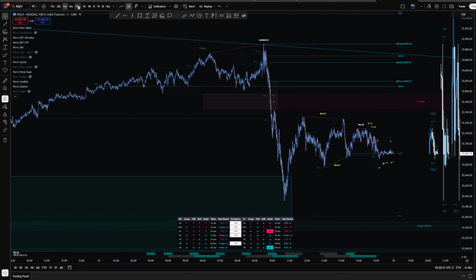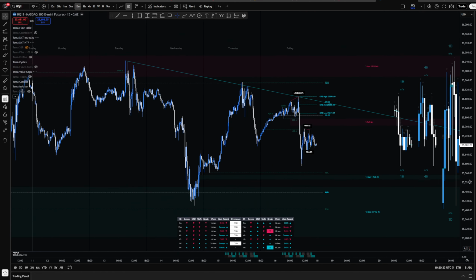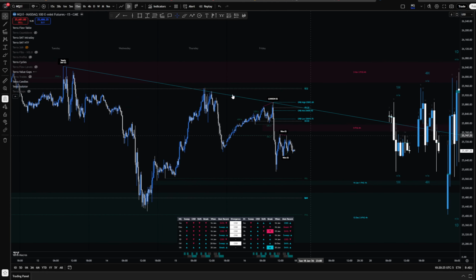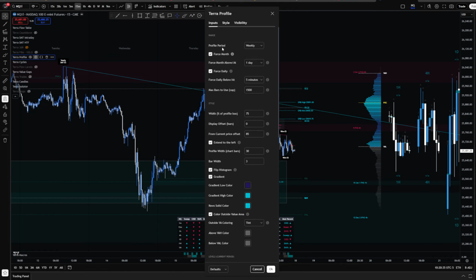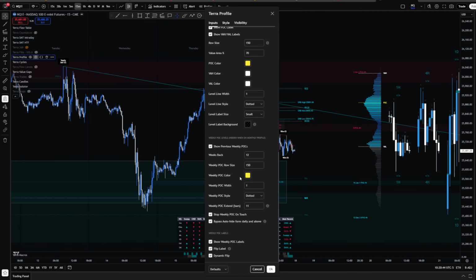The only thing I have left to show you guys is my profile indicator. This is a volume profile, and like my other indicators, it automatically detects what time frame you're on as per your settings, and it will jump between the weekly, daily, and monthly volume profile. And what it does, I have a whole analysis strategy built around previous week's point of control levels.